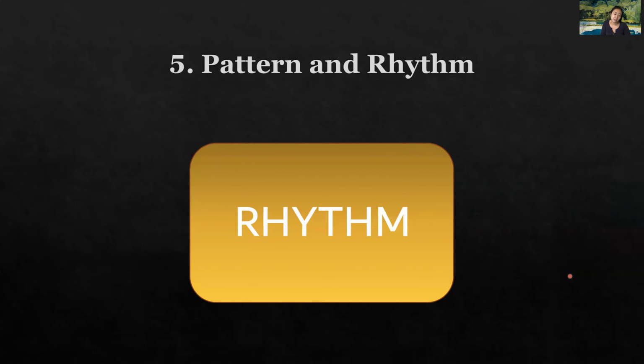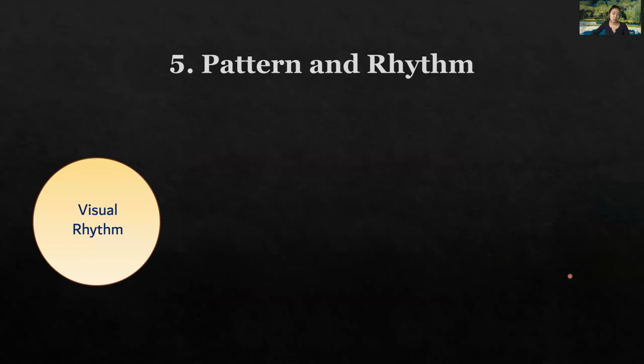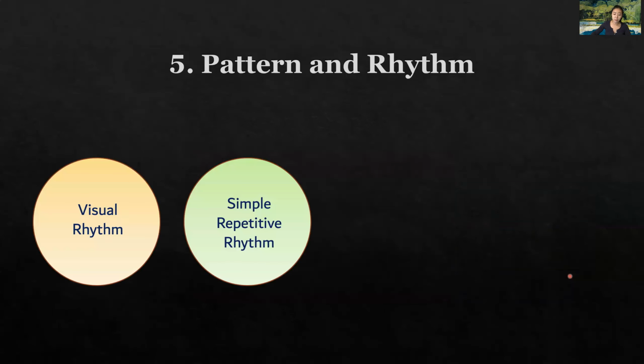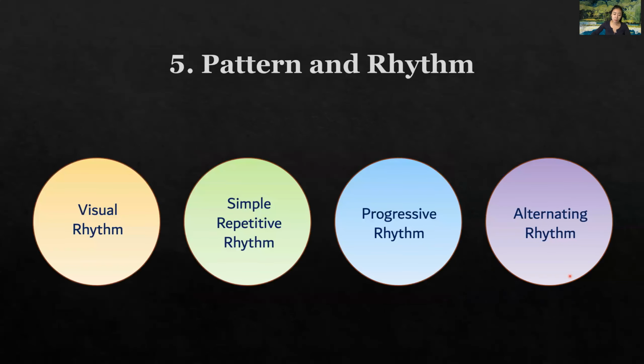Now, let's see rhythm in art. Rhythm is based in repetition and is a basic part of our world. There are 4 kinds of rhythm. The first one is visual rhythm. The second one is simple repetitive rhythm. The third one is progressive rhythm. And the last one is alternating rhythm. So let's see them one by one.